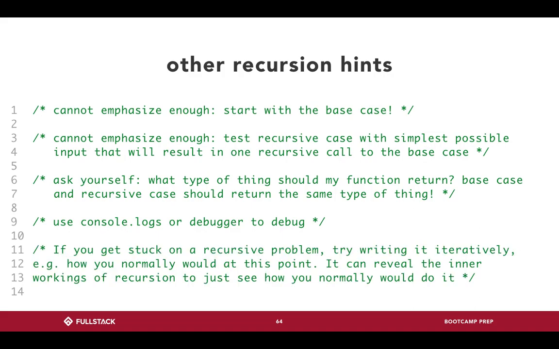So if you get stuck on a recursive problem, sometimes it helps to write it with the while loop or the for loop and try to figure out which pieces of that while loop translate. Such as in our while loop, we're always decrementing the number. So that's probably what we need to pass to the recursive case.